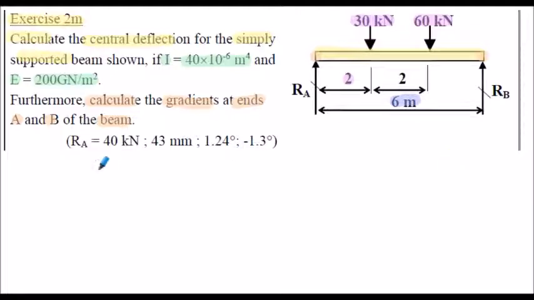The answer is given here in the brackets. This is the reaction RA, the left-hand end reaction we'll need to calculate. The deflection at the centre of the beam is 43 millimeters. And then the gradients or the slopes, left-hand end positive 1.24 degrees and right-hand end negative 1.3 degrees.